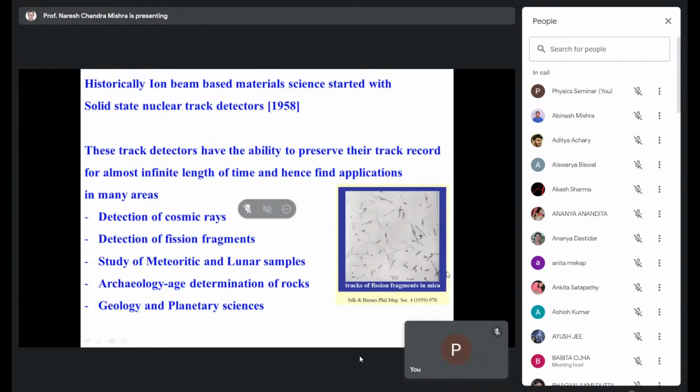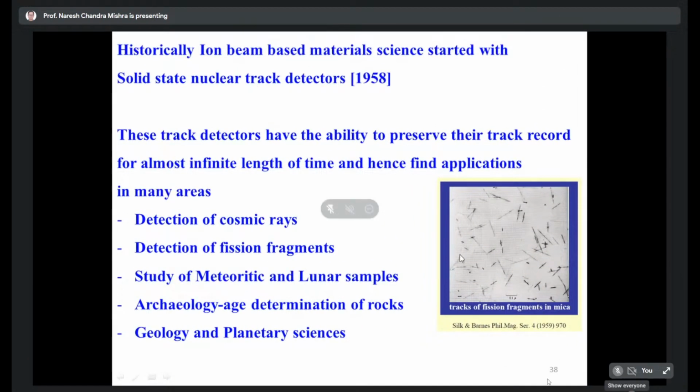These tracks have found applications in many areas. For detecting cosmic rays, you take such a dielectric matrix and expose it to cosmos. We are always exposed to cosmic rays, very highly energetic particles coming from the outer space, from cosmos, from the sun. So these create tracks: detection of cosmic rays, detection of fission fragments. If one is doing some nuclear reactions, this can be used as detectors. Study of meteorites and lunar samples.